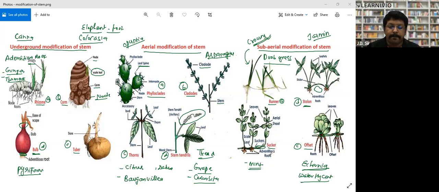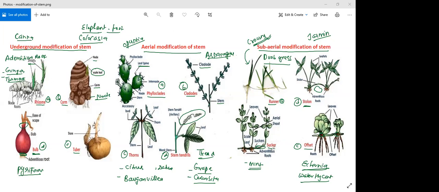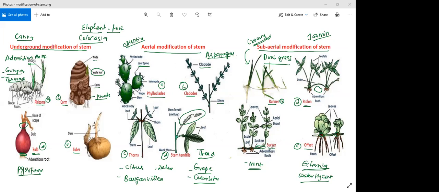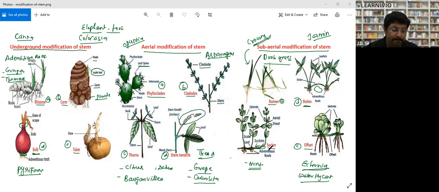It grows horizontally in soil and ultimately comes out of the ground to form a new aerial shoot.